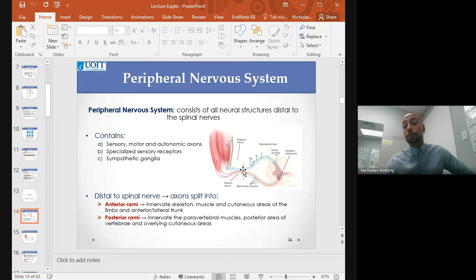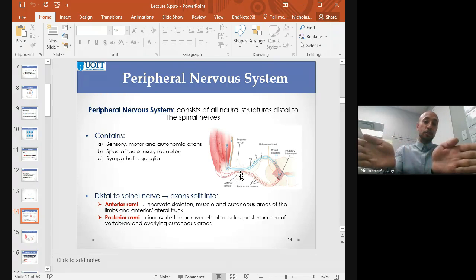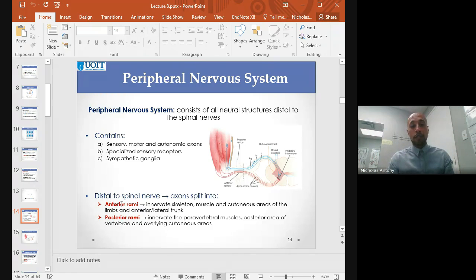The spinal nerve is mixed. So spinal nerves are both sensory and motor. But if you look at the vertebral column, once we have the spinal nerve exiting on each side, once it exits the vertebral column, it splits into two. They're both mixed, but it splits into two called the anterior and posterior rami. Okay?